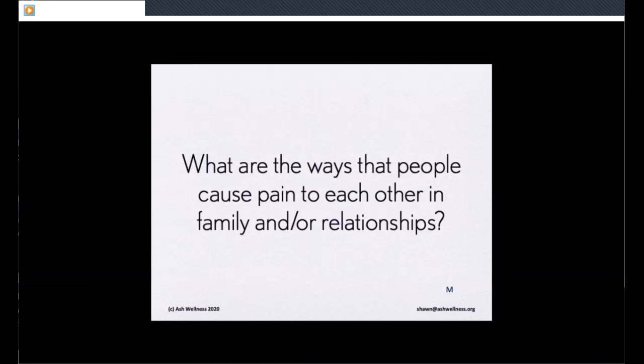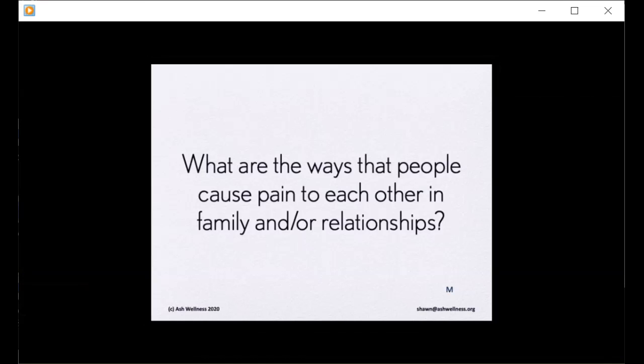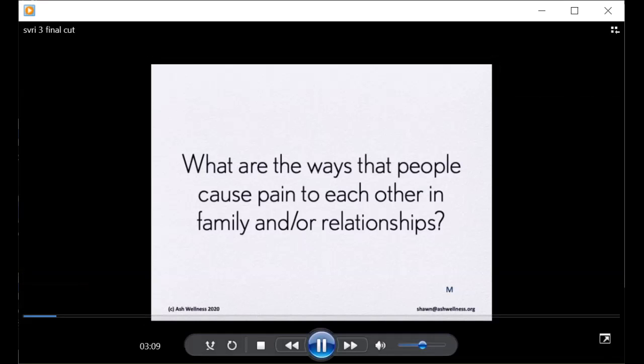And we're going to ask you to write a few things down. What comes off the top of your head? How do people cause each other pain? And be specific. Try to see how many different ways you can come up with. Hopefully you came up with a few ideas of how people hurt one another.